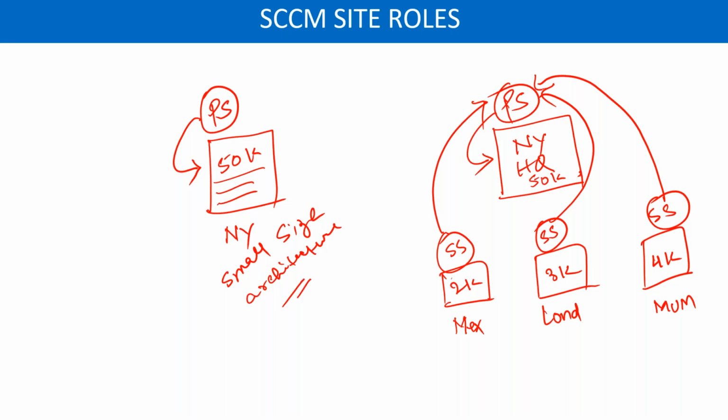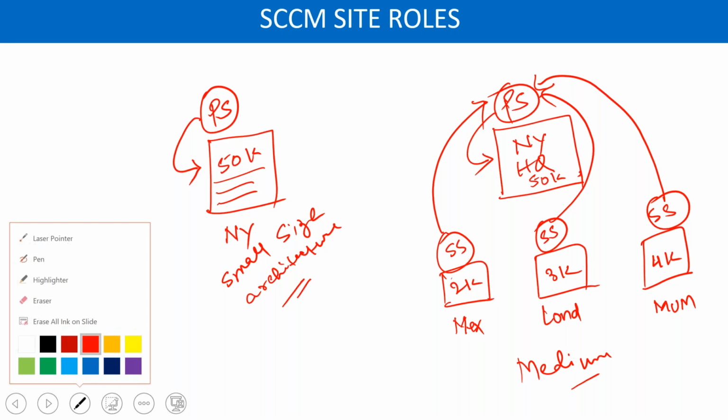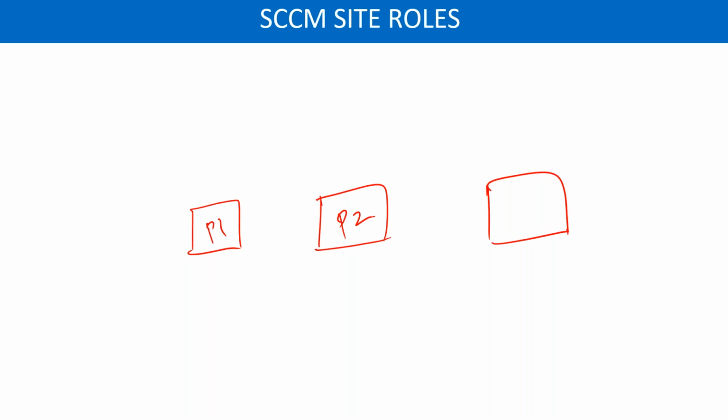This is for a medium size organization, wherein you have one primary and multiple secondary. For a big size organization, you will have multiple primary sites. You will have like primary site 1, primary site 2, primary site 3, or maybe primary site 4 and all. But this is for big size companies like Accenture, Deloitte, IBM, and you will have secondary sites, right?